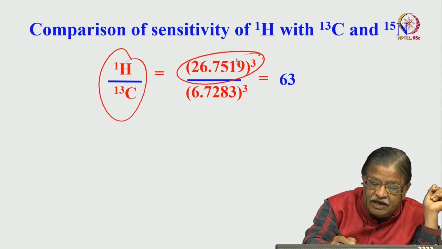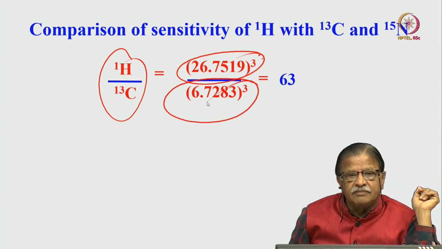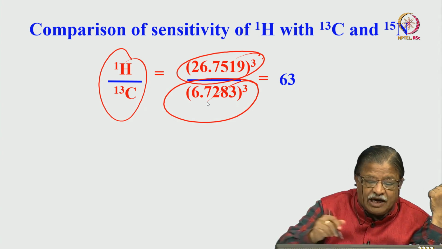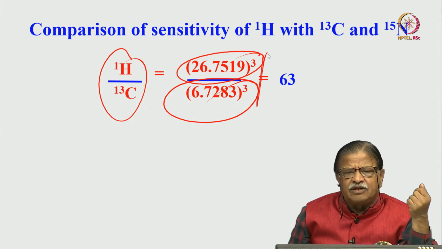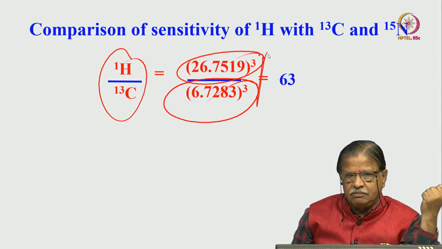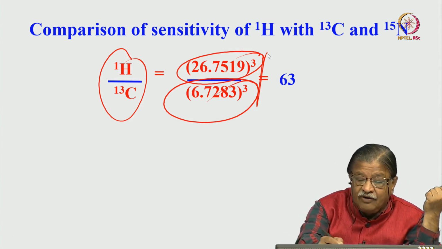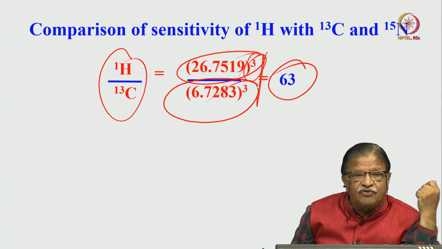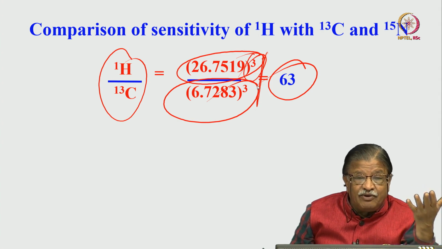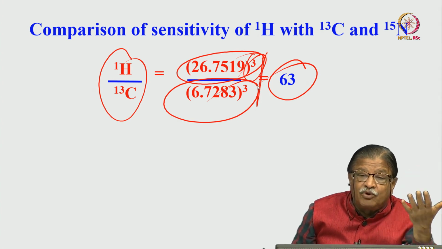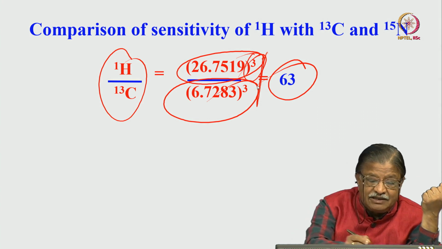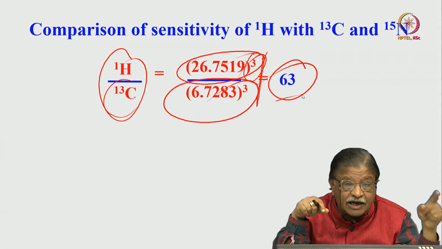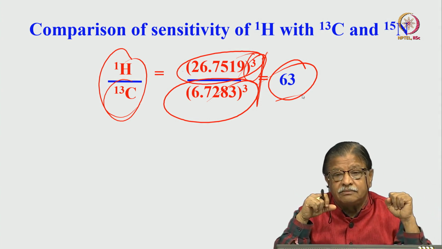Gamma for the proton is this and gamma for carbon is this, which goes by cube. Now, what is the ratio of proton to carbon gamma? If you calculate, it turns out to be close to 4. Ratio is 4, and 4 cube is 64, almost 64. That is why the proton is 64 times more sensitive than carbon, whereas carbon is 64 times less sensitive. It is very difficult to detect carbon compared to proton because of gamma.